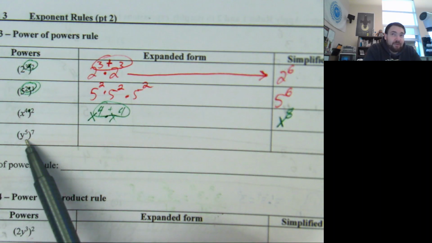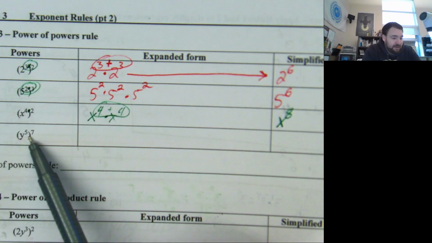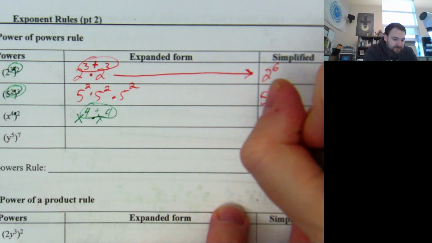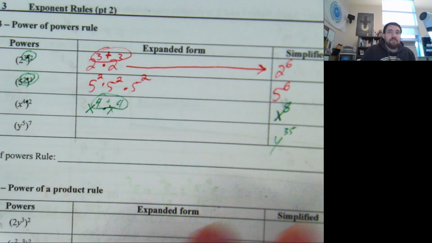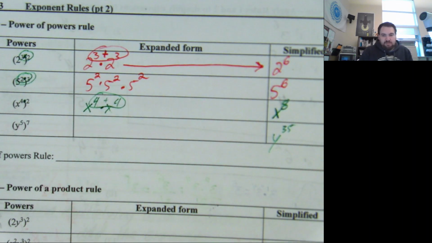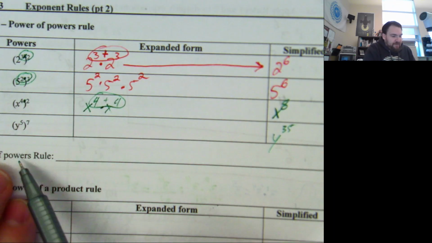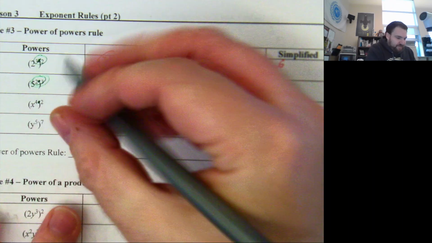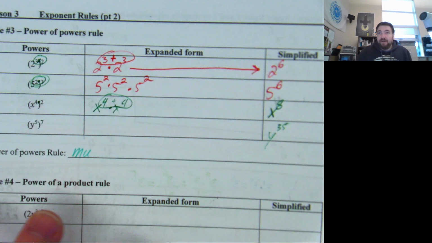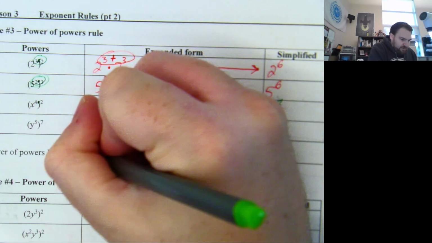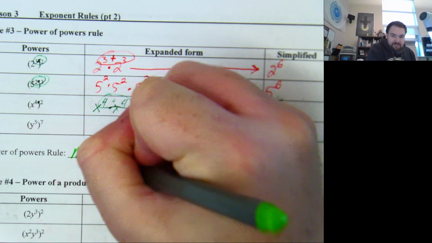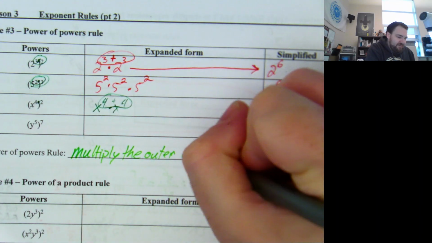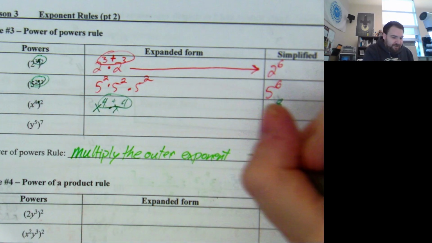So what's this last one going to be? We're going to skip the middle stage and we're just going to come straight to the end. If I have y to the 5 to the 7, it's going to be y to the 35, you bet. So here's the rule. When you have a power of a power, we're going to multiply the outer exponent with the inner.